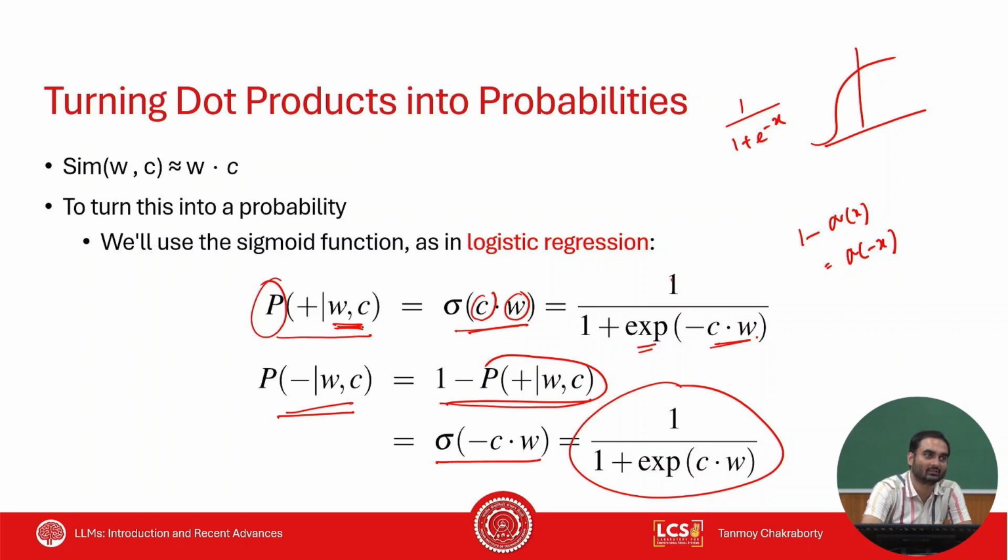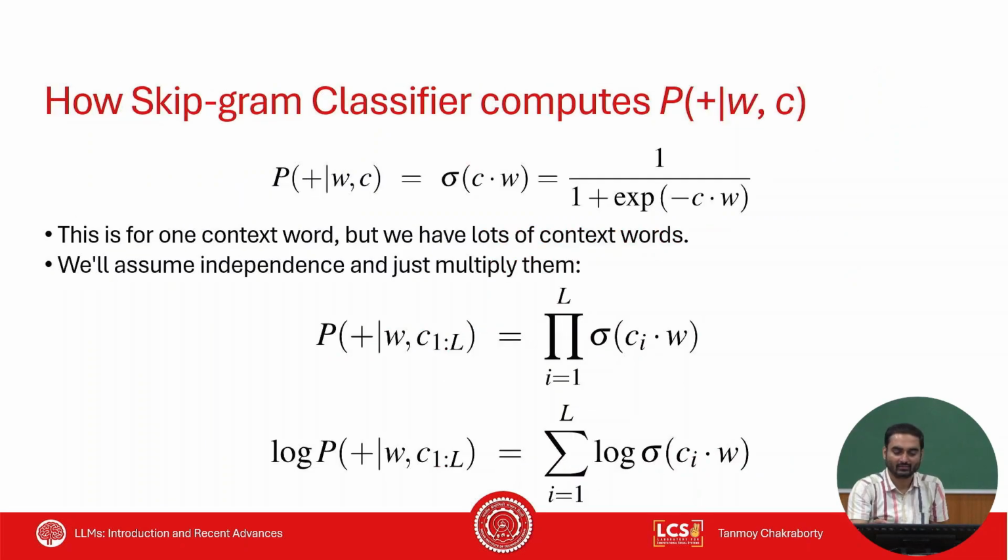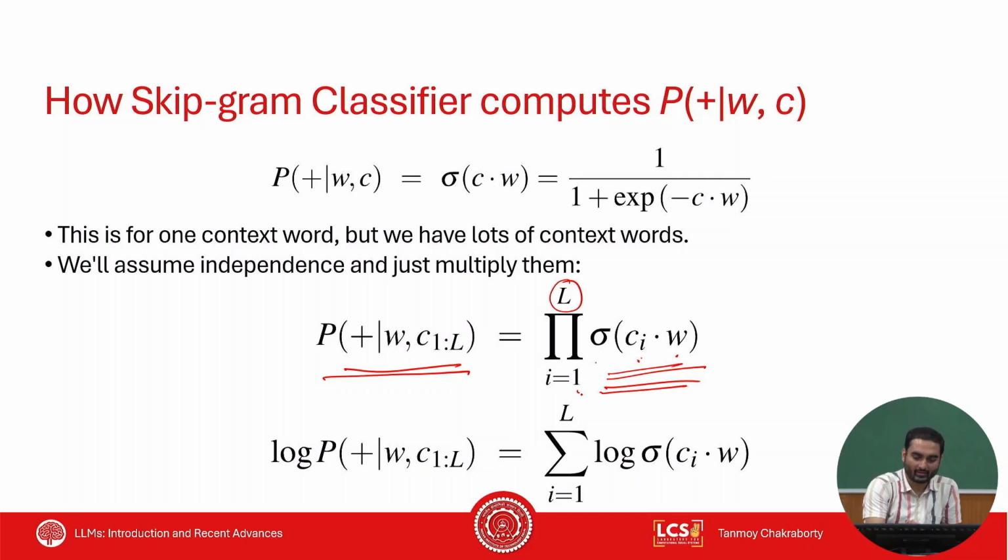So how do we then consider all the other pairs? For other pairs also I measure this, and we assume that all these pairs are independent. If they are independent, then this is just a product of all the probabilities. There are L such instances, and it is the product of sigmoid of Ci times W, where i ranges from 1 to L. L is the context size, the window size. Is this clear?